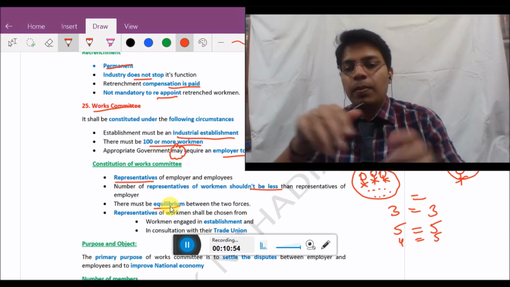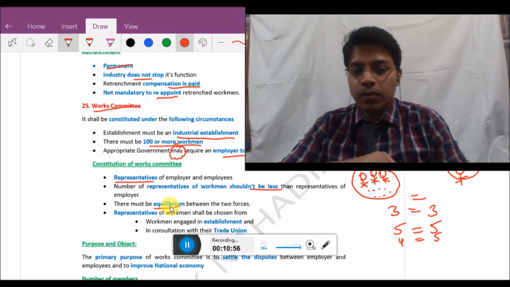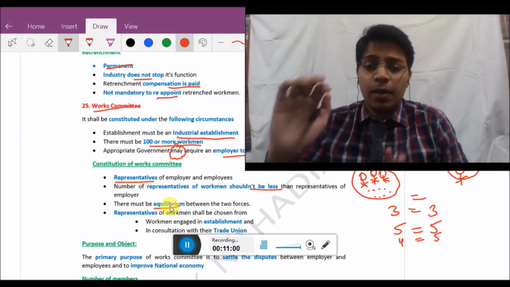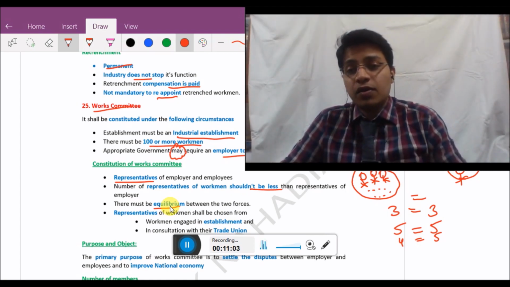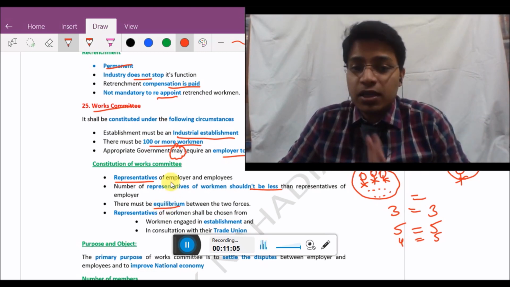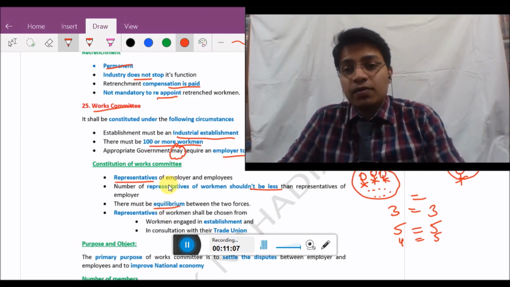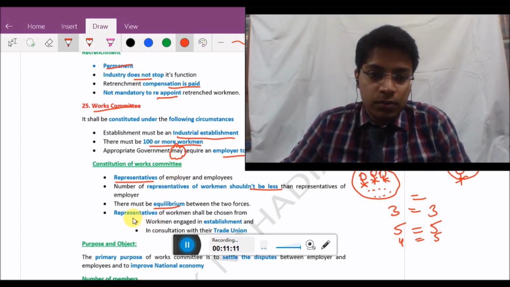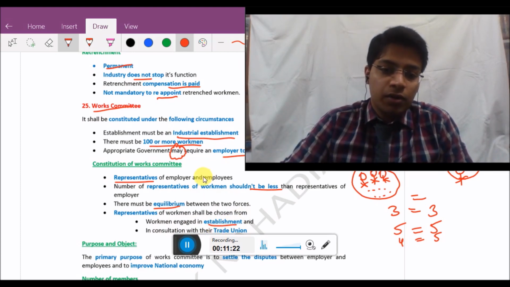To balance that, to have an equilibrium, the Act says that the representatives of both the parties should be the same in number, or the representatives of the employees can be greater than the employer's, which is not an issue. But the representatives of the employer cannot be more than the employees. Representatives of workmen shall be chosen from workmen engaged in the establishment and in consultation with a trade union.